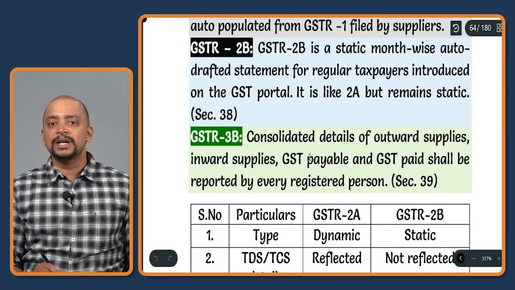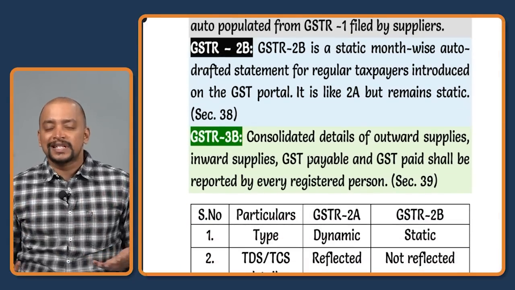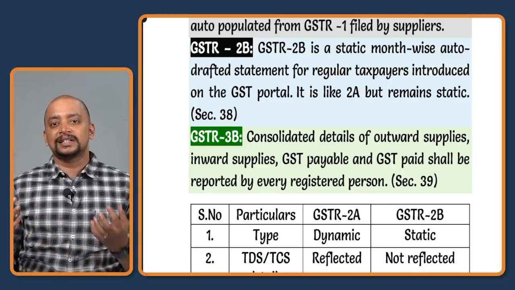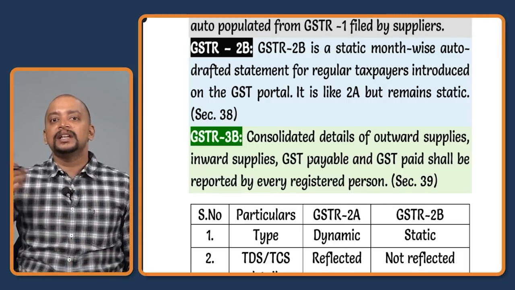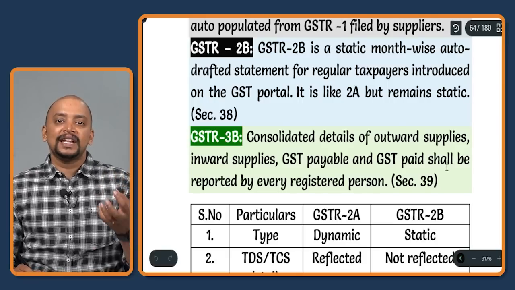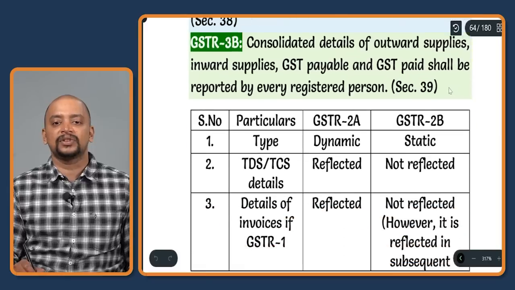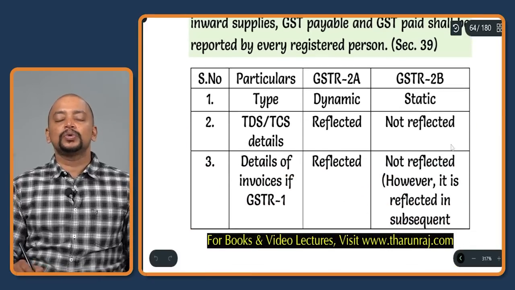Then GSTR 3B is a return that contains the details of all the outward supplies, liability, input tax credit and net liability, then interest or late fee, etc. That is a return to be filed. So we will take ITC only in GSTR 3B. That is, availment of ITC happens in GSTR 3B. This is the difference between 2A and 2B.